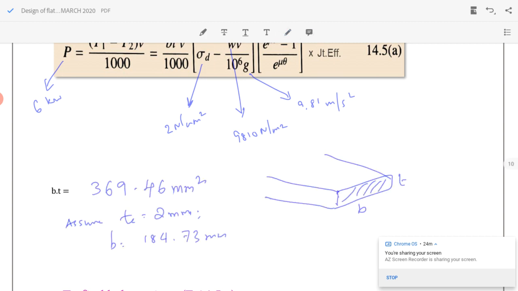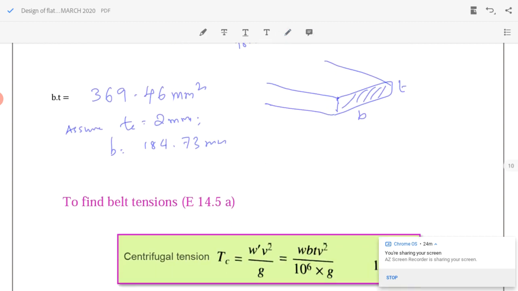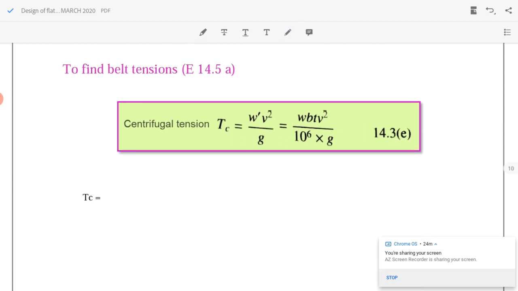Now our next step is to find the belt tensions. We have seen there is tight side tension T1 and slack side tension T2. Whenever the weight density is given, we have to consider the centrifugal tension also. So centrifugal tension equal to W B T V square by 10 raised to 6 G. So first we will find the centrifugal tension. I will write this equation, W B T V square by 10 raised to 6 G, where G equal to 9.81 meter per second square.